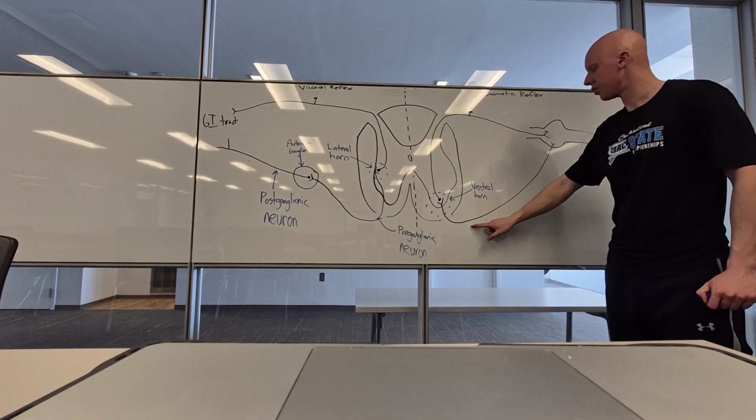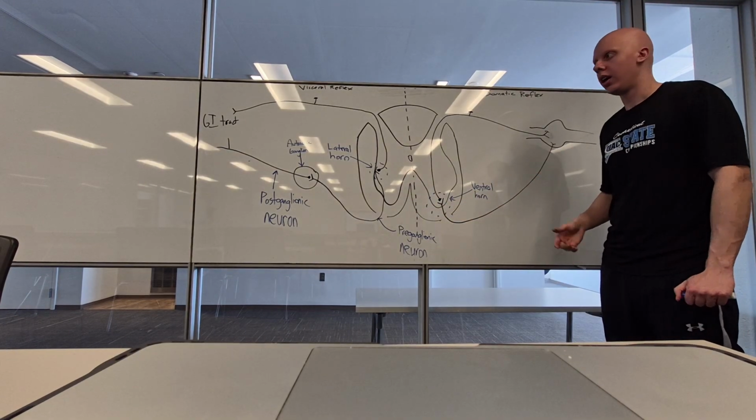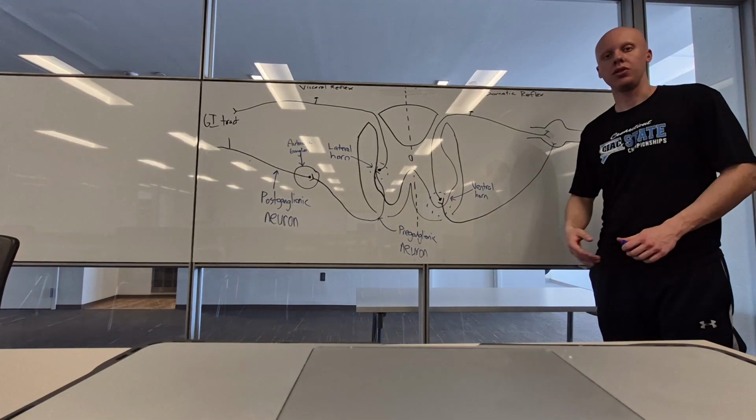So you synapse, come out the ventral root, and then synapse with the effector, in this case skeletal muscle, to do voluntary movement.